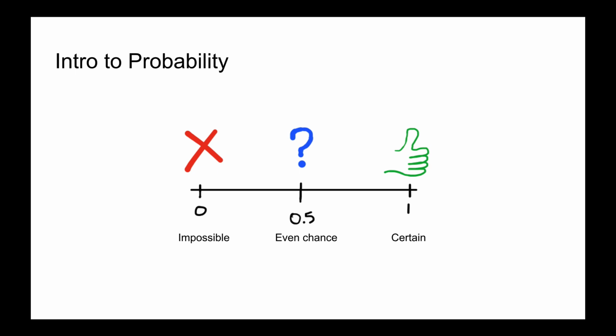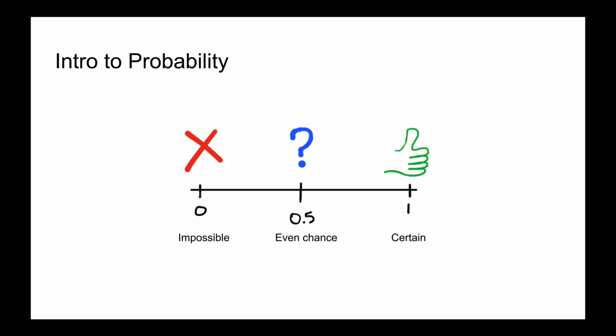If you have something with a probability of 1, we say that this event is certain, and then somewhere in the middle, an even chance is 50%. So it's important to know that probabilities only range from 0 to 1. It doesn't make sense for anything to have a probability greater than 1 or less than 0.